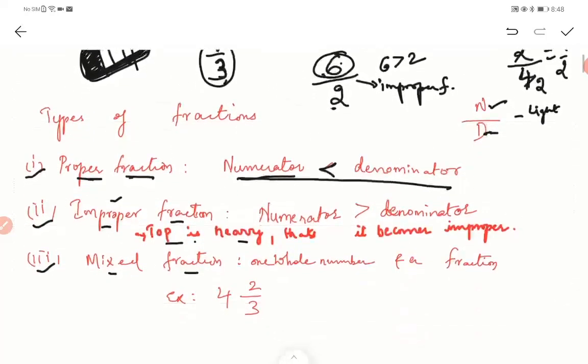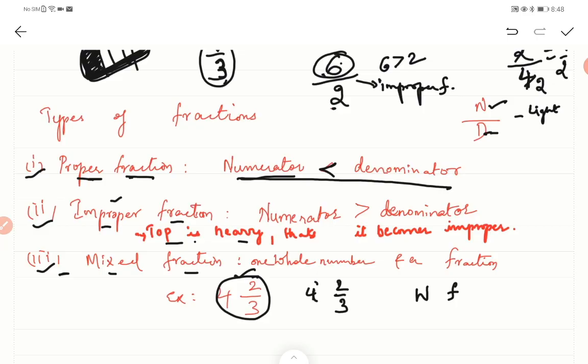The other is your mixed fraction. So what is a mixed fraction? You will have a mixture of a whole number and a fraction. Example here: 4 2 by 3. This is a mixed fraction because you have the whole number 4 and a part of it is 2 by 3. When you go further, it will be very clear.